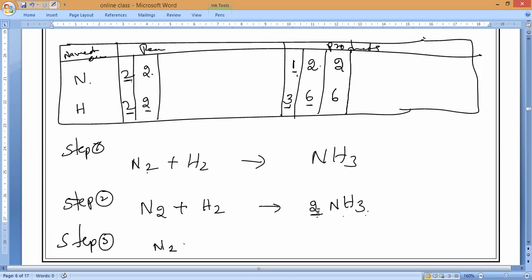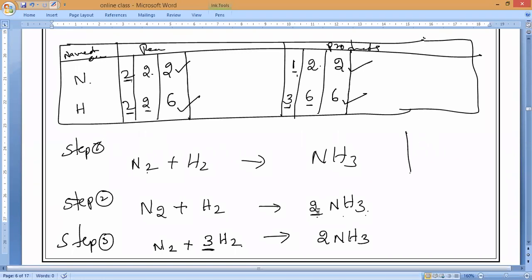So nitrogen N2 only, plus 3H2, will give you 2NH3. Understand? Now check it. The number of nitrogens is 2. The number of hydrogens is how many? Balanced, sir. 3 2s are 6. So is it balanced or not? Balanced: 2 and 2, and 6 and 6. Correct or not? Verify. Yes, sir.